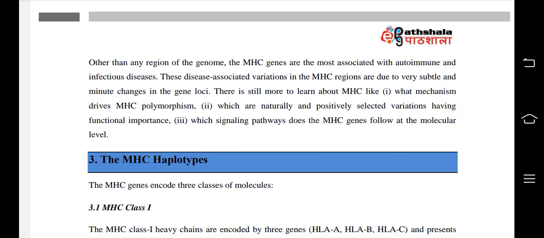Other than any region of the genome, the MHC genes are the most associated with autoimmune and infectious diseases. These disease-associated variations in the MHC region are due to very subtle and minute changes in the gene loci. There is still more to learn about MHC, like what mechanism drives MHC polymorphism, which naturally and positively selected variations have functional importance, and which signaling pathways the MHC genes follow at the molecular level.